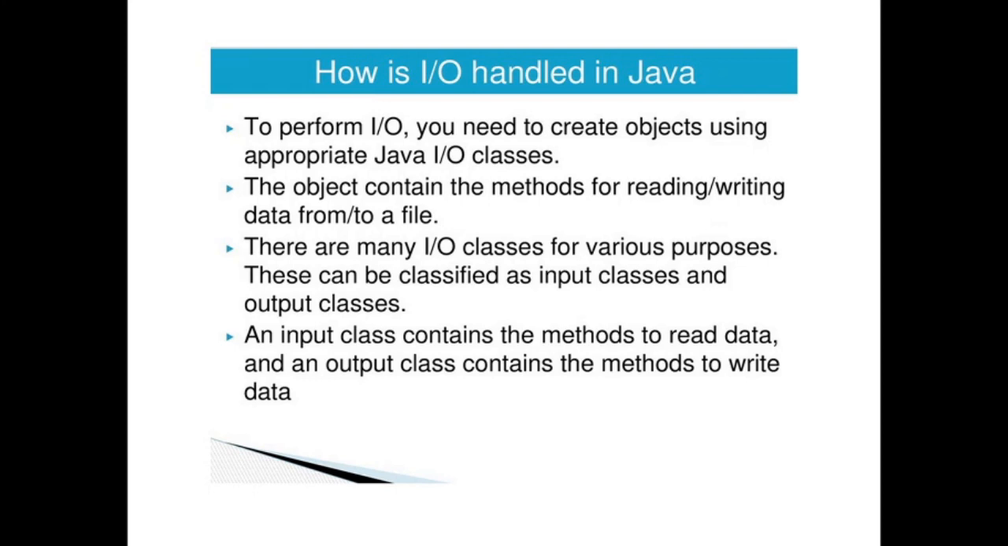So these can be classified as input classes and output classes. All the classes in Java that help us in taking or reading information are grouped inside input classes, and all the methods in Java that are used to store, show in the output, or write something are grouped inside output classes. An input class contains the methods to read data, and an output class contains the methods to write data.